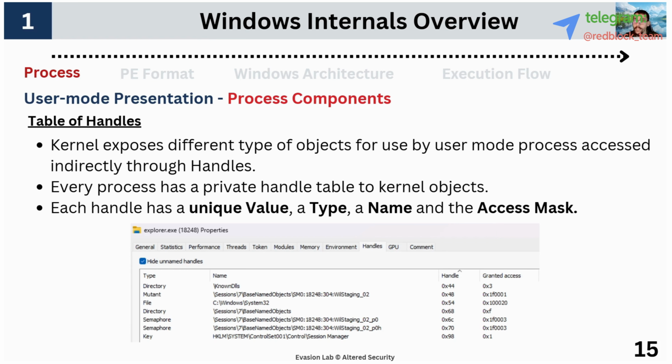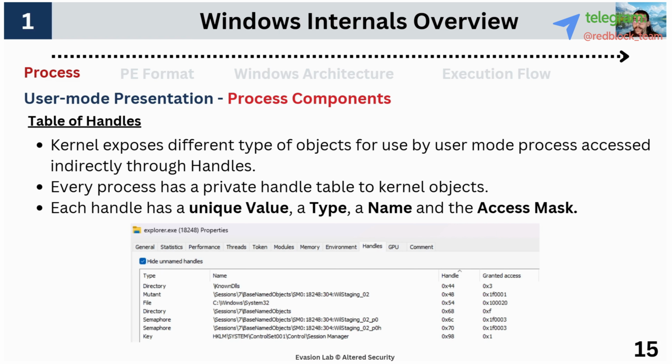Every process in Windows maintains its own private handle table, which stores references to the kernel objects it's using. This private handle table isolates each process, ensuring that handles in one process cannot be accessed by another. The handle table keeps track of all the handles a process owns, mapping each handle to the corresponding kernel object.